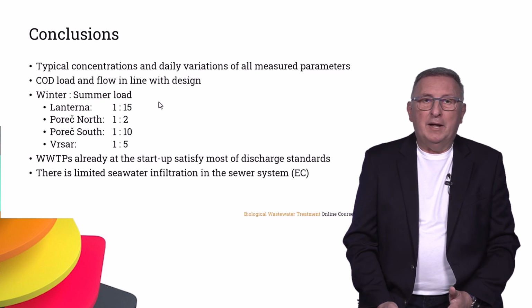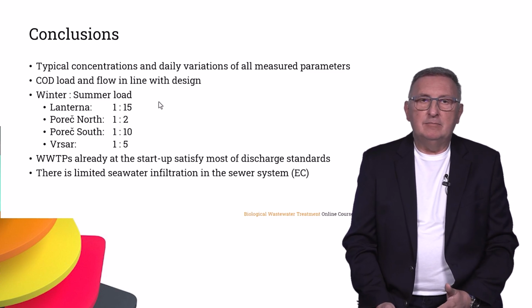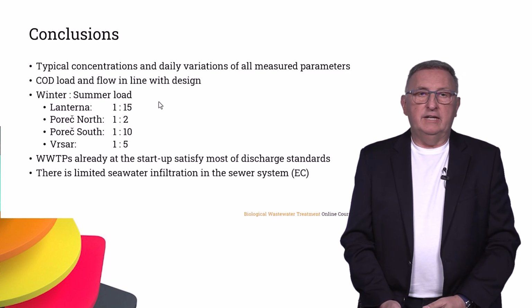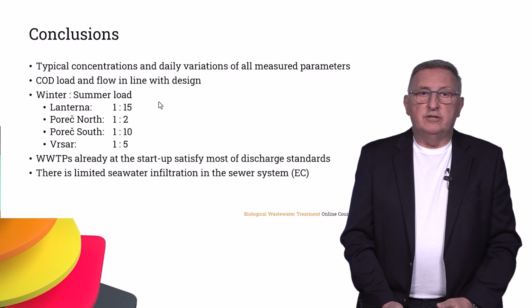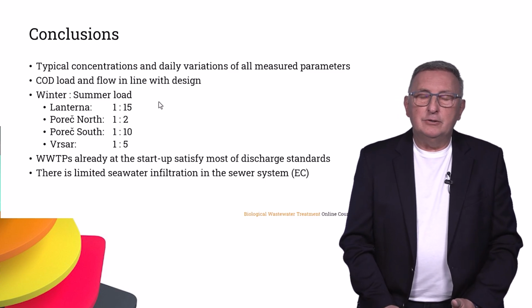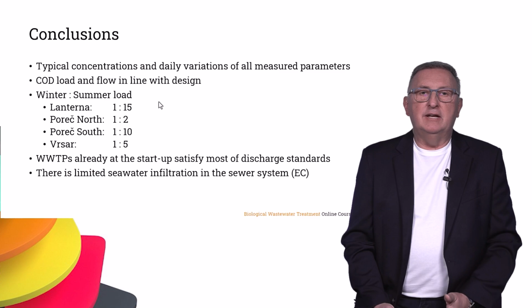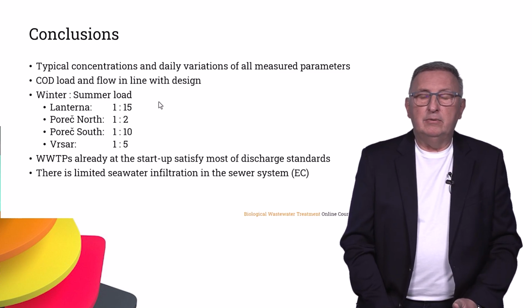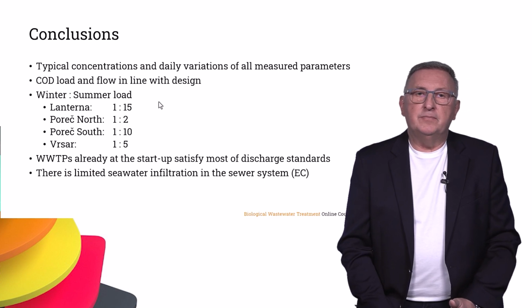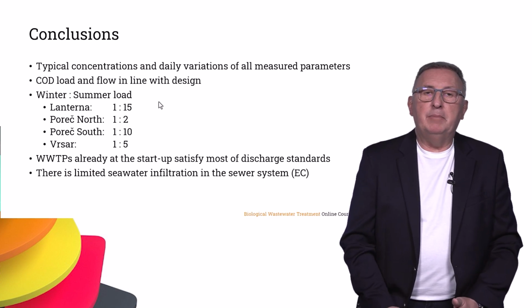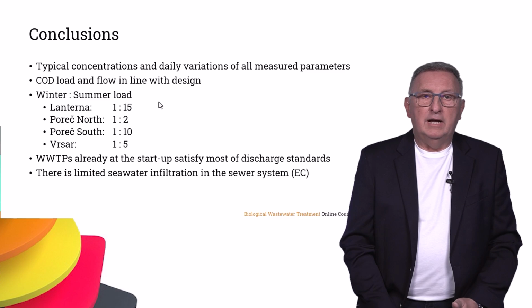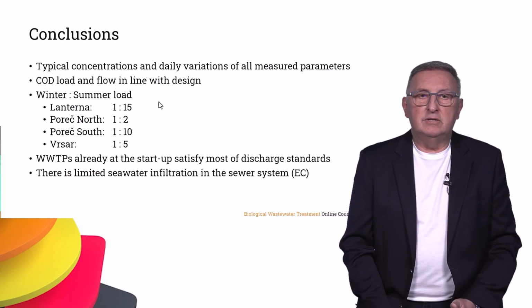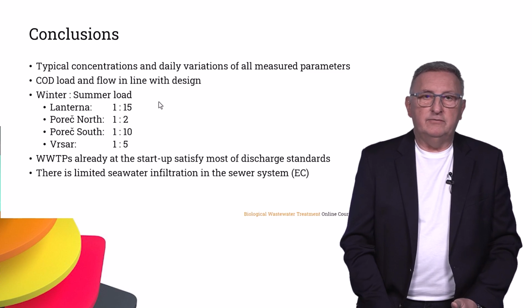In Lanterna, 1 to 15, which means that in the summer we have 15 times more load than in winter. In Poreč Sjever, 1 to 2, and that's also expected because Poreč Sjever is a city with mostly autochthonic people and very little additional beds for tourism, while in Poreč South this is not the case. There are big hotels, the ratio is there 1 to 10, and Vrsar 1 to 5.